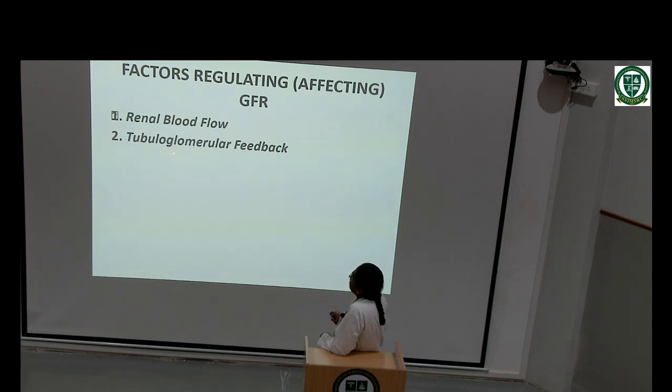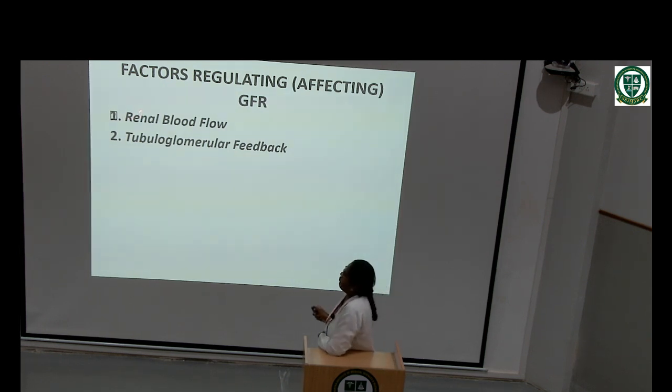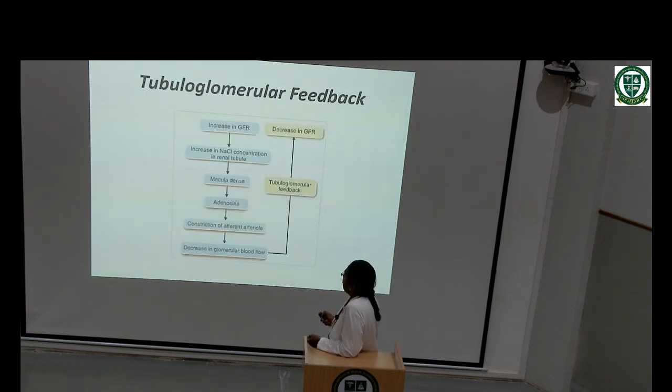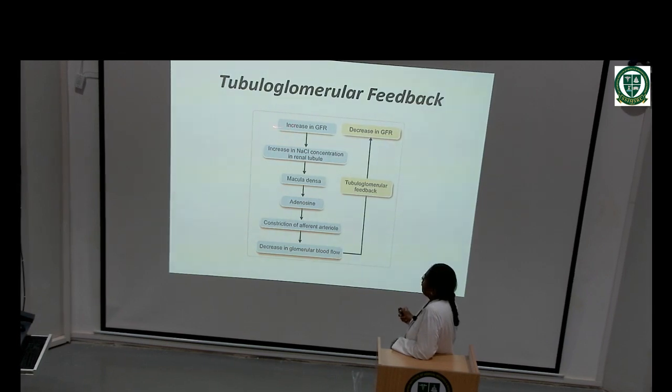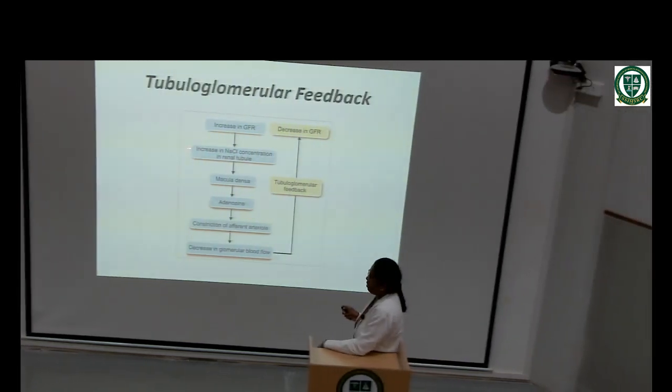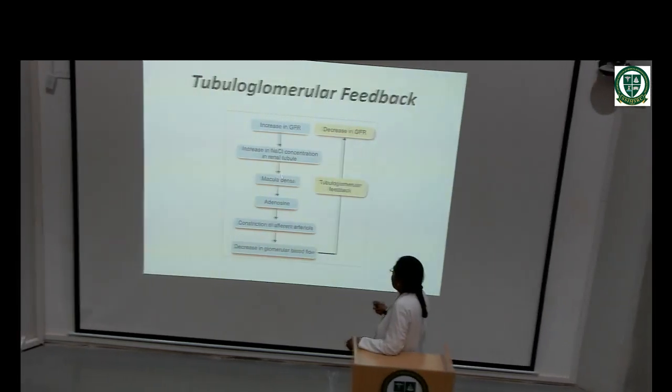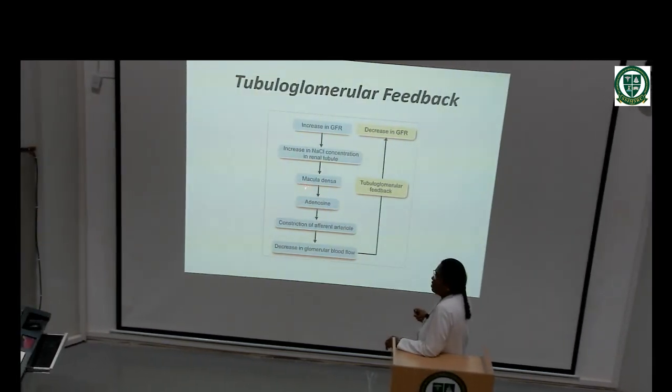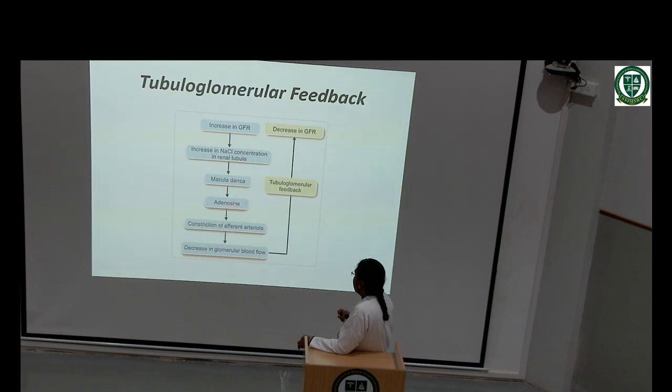Next are the factors regulating GFR. First is renal blood flow. This renal blood flow is autoregulated by two mechanisms, that is the myogenic mechanism and the tubuloglomerular feedback mechanism. This is a flow chart showing the tubuloglomerular feedback mechanism, where an increase in GFR will increase the sodium chloride concentration in the renal tubule, which is sensed by the macula densa. These are the cells of the JG apparatus which release adenosine. This adenosine in turn causes a constriction of the afferent arteriole, decreasing glomerular blood flow. This is the tubuloglomerular feedback mechanism to decrease the GFR.